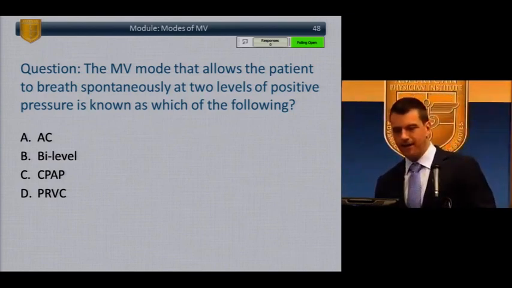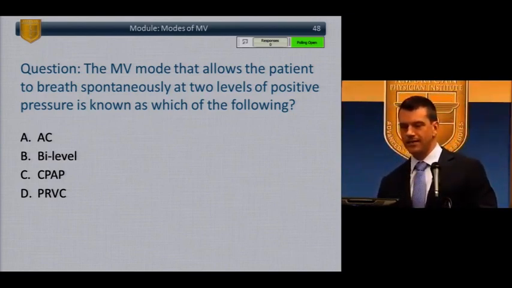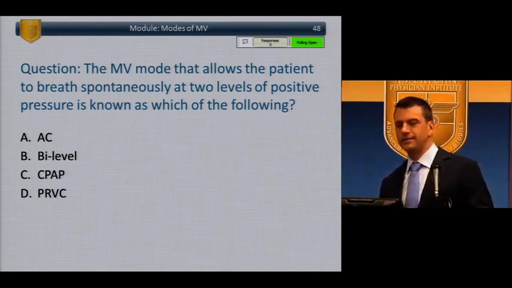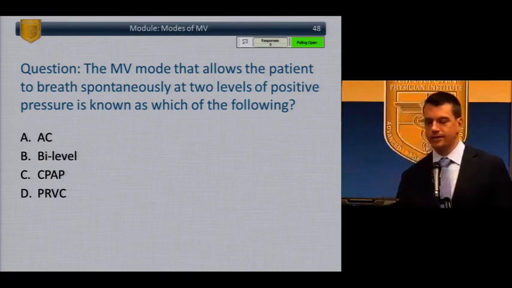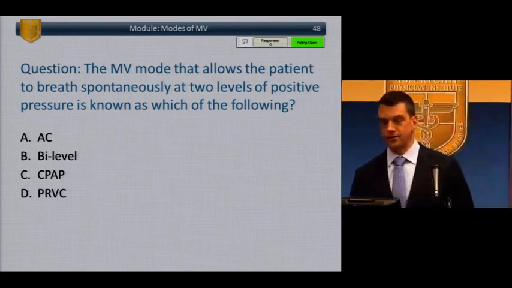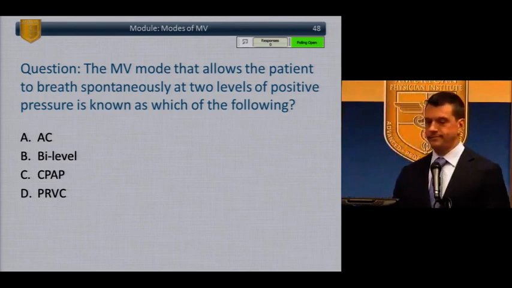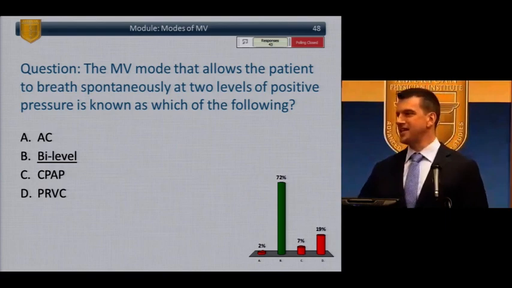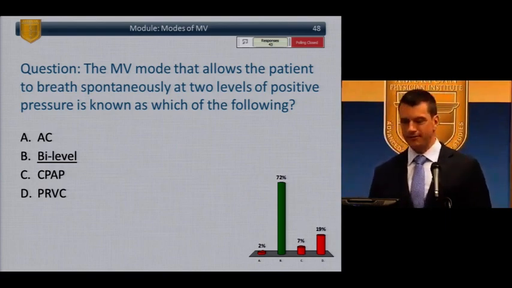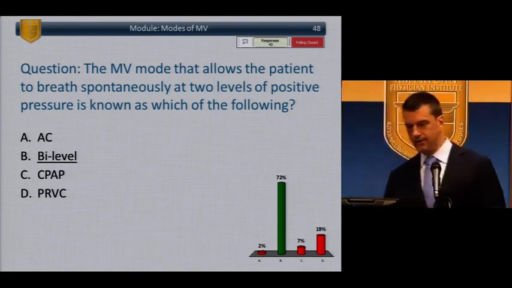Question: the mechanical ventilation mode that allows the patient to breathe spontaneously at 2 levels of positive pressure is known as what? Assist control, bi-level, continuous positive airway pressure, pressure regulated, volume controlled. So this is bi-level. Again, the stem is leading you down there. It's 2 different levels of treatment.